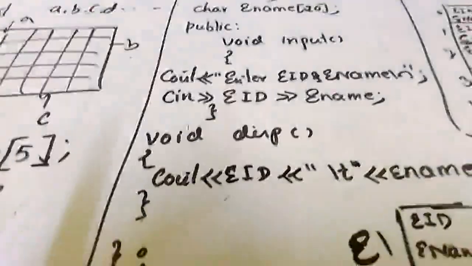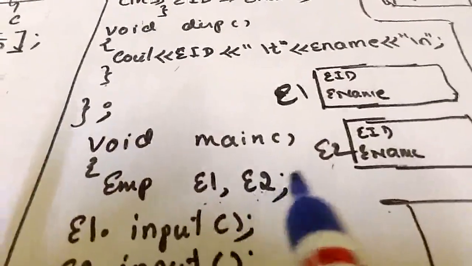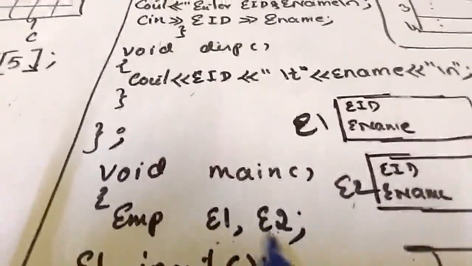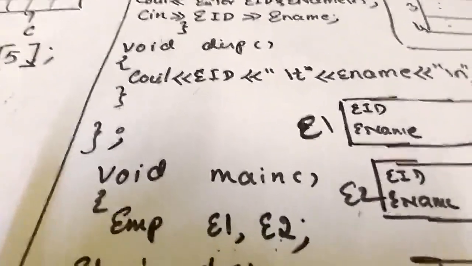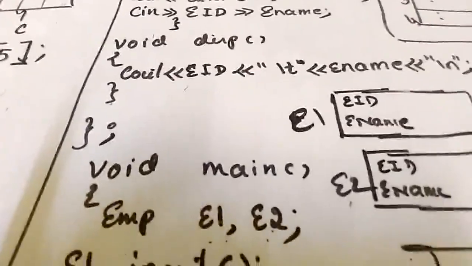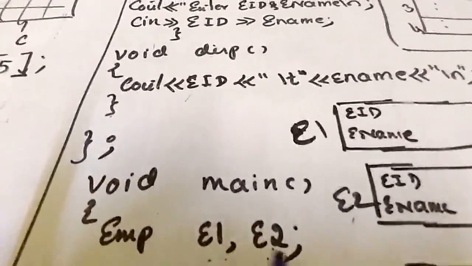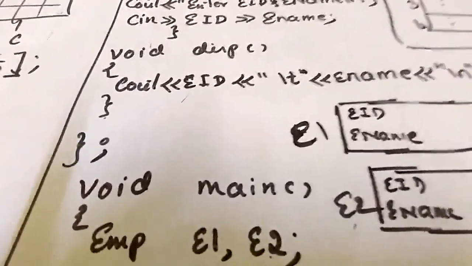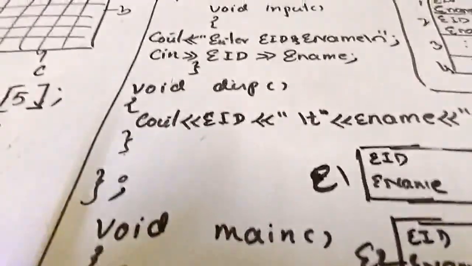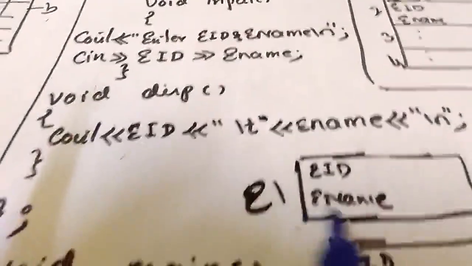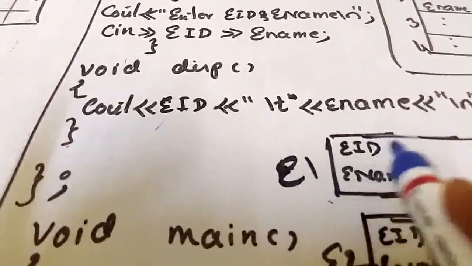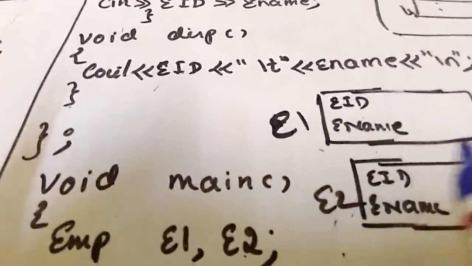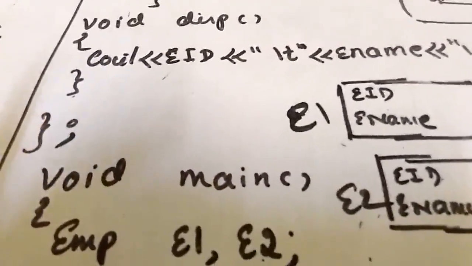Whenever you declare a variable, in this example, E1 and E2 are the variables of employee type. That's why we call them objects. We won't call them variables, we'll call them objects. Whenever we create an object, memory gets allocated for members of E1 and E2. Every object has the properties employee ID, employee name. Here E2 also has employee ID and employee name.